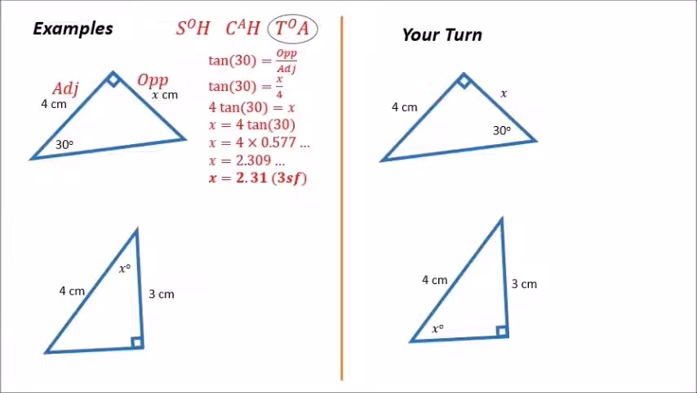Now tan 30 you can type into your calculator. It's 0.577, and it's a big long number that keeps going on. If I multiply that by 4, that gives me the value of x to be 2.31 to 3 significant figures. So I'm going to go through the second example in the same way. Please pause the video at any point if you feel like you need more time to understand.